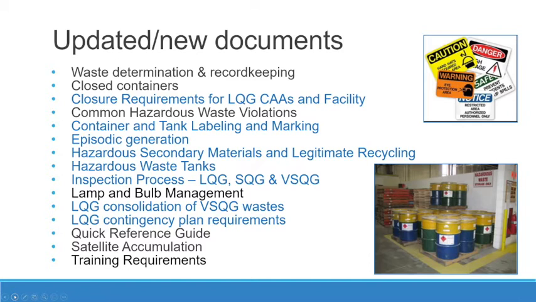We have 3 new documents that walk through the inspection process for LQGs, SQGs, and VSQG generators. We have lamp and bulb management, LQG consolidation of VSQG waste, and LQG contingency plan requirements. We also have updated the quick reference guide, which talks about all 3 categories, LQG, SQG, and VSQG, to identify at a glance with reference to the code what the general requirements are for each of those categories. We've also updated the satellite accumulation document and the training requirements.